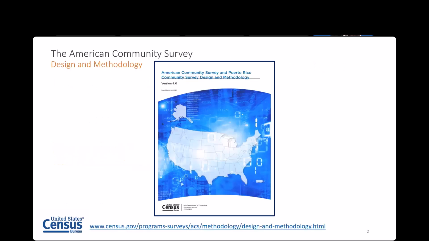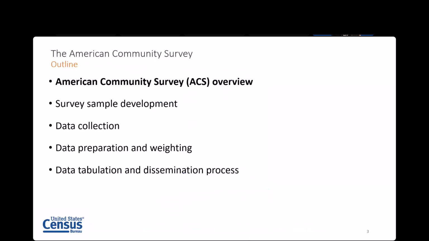I am relying on the ACS design and methodology report, and I highly encourage you to check out this document yourself. This report gives a detailed view of what critical processes need to happen and how they happen every year to create the estimates the Census Bureau publishes in the ACS. The latest version of this report is from December 2024 and was released earlier this year. As I go through this dissection, I will mention the chapters in the report you may want to check out to learn more about each process.